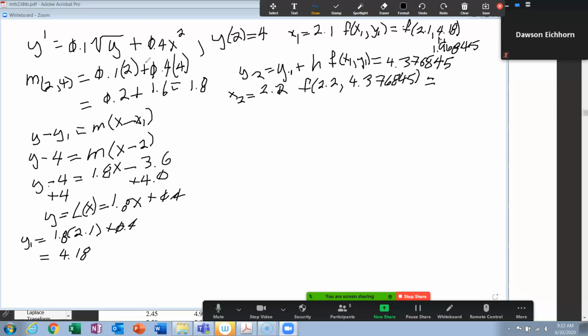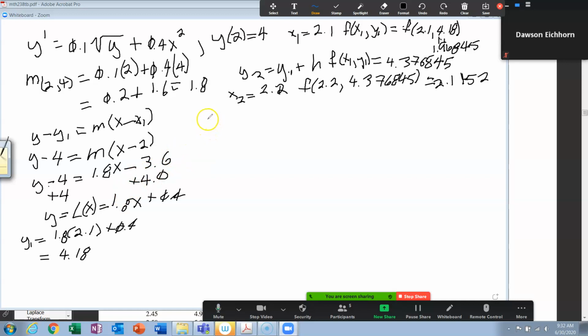Now my new f is now 2.1452. I know that's ugly. That's my new f. So what's your next value?